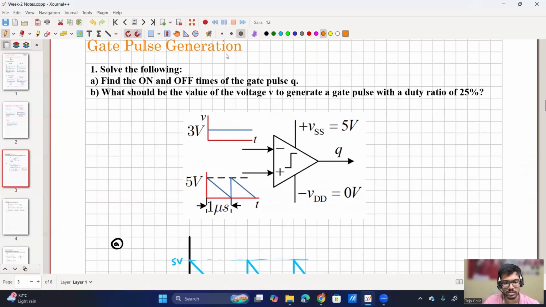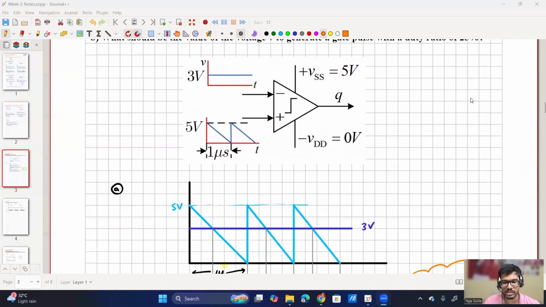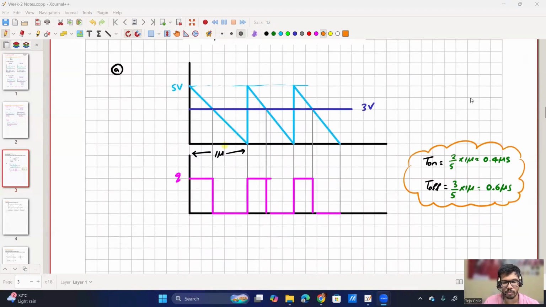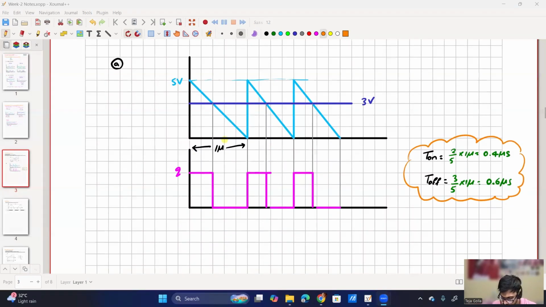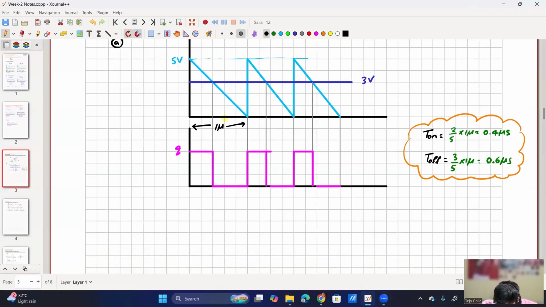Or do you have any doubts? Yes, it's clear. Clear, clear. So now I'm asking what should be the value of this voltage V such that the duty ratio is 25%, which means on time is 1 by 4 microsecond. So my duty ratio is 1 by 4.